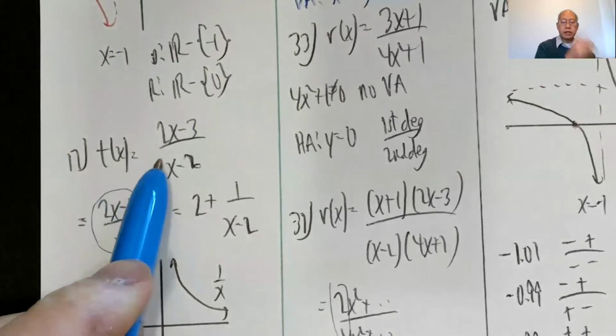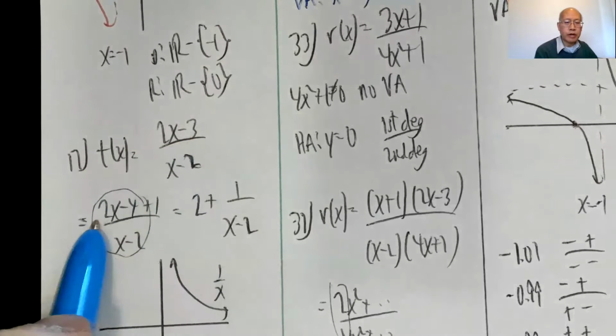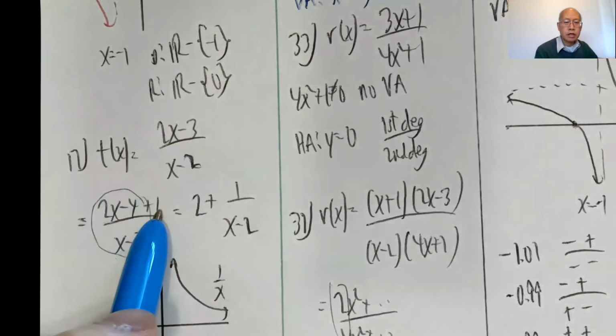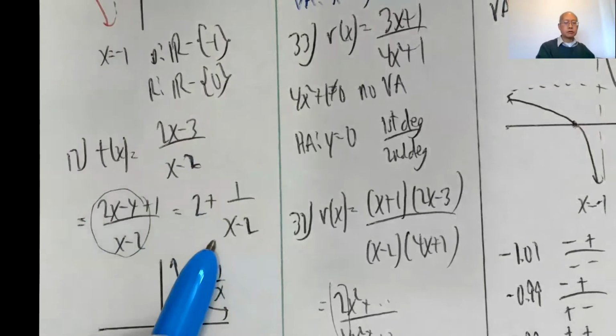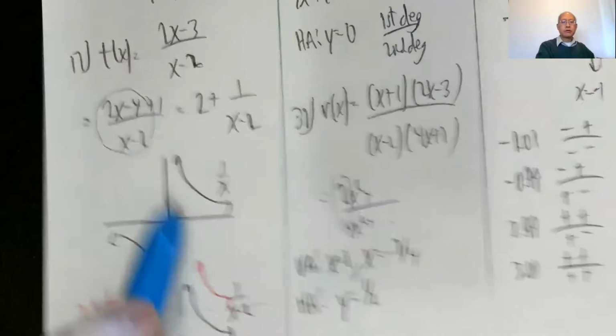17, there's a trick that you do. 2x minus 3 can be written as 2x minus 4 plus 1. The reason why you want to do that is because this turns out to be 2 plus 1 over x minus 2. Okay, so starting with 1 over x.